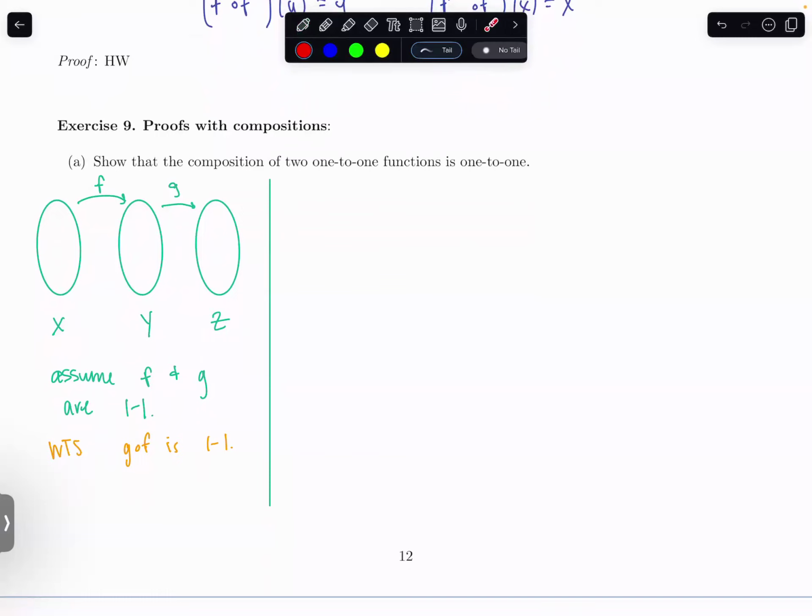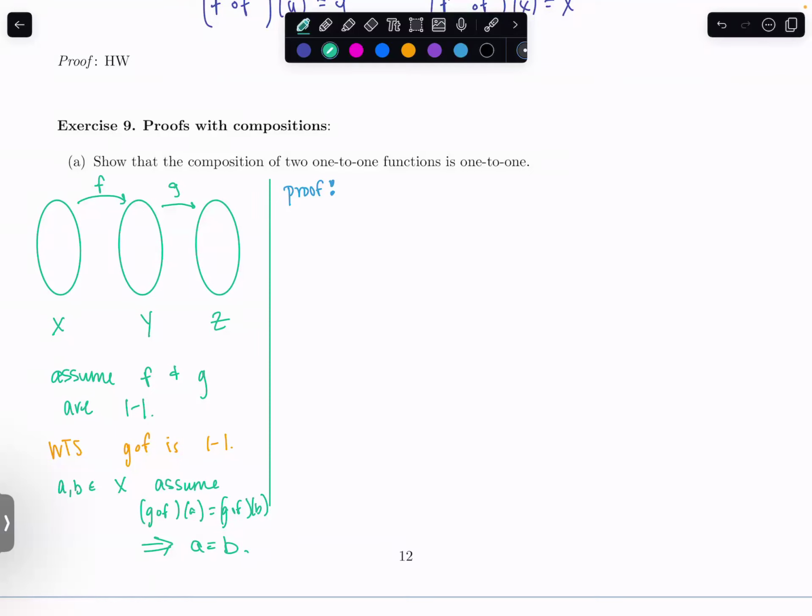The way you show a function is one-to-one, remember, is that you pick two things in the domain. So you're going to let a and b be in x, and you're going to assume g of f of a equals g of f of b. And you would like to show eventually that a equals b. So the darts landed in the same spot on the dartboard, and you want to actually confirm that they were the same dart. All right, so we're going to write a proof. We will do the work in the proof in a minute, but this is sort of the idea.